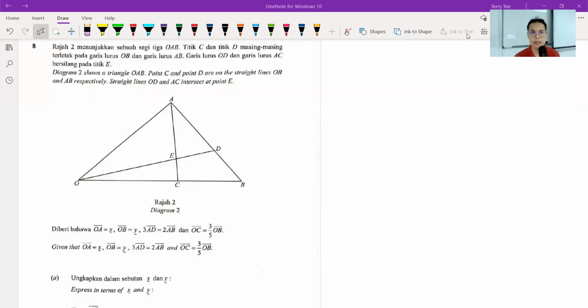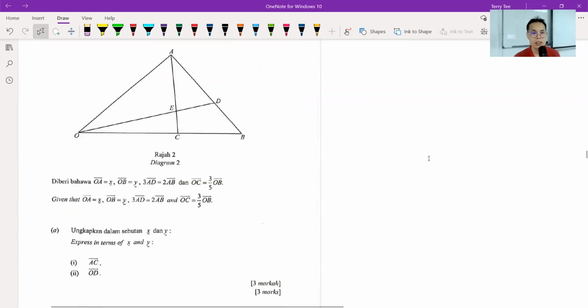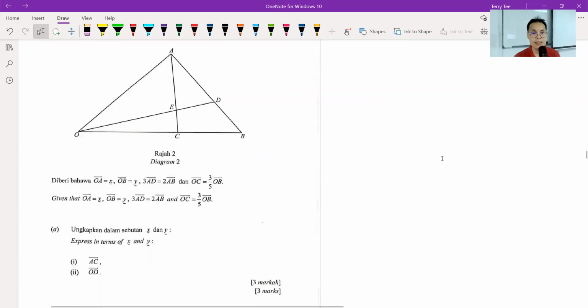Okay. Question number 8. This is from the chapter Vectors. The diagram shows triangle OAB, where C and D are on the straight lines OB and AB respectively. Straight lines OD and AC intersect at point E. We're supposed to express in terms of x and y, vectors AB, AC, and OD.